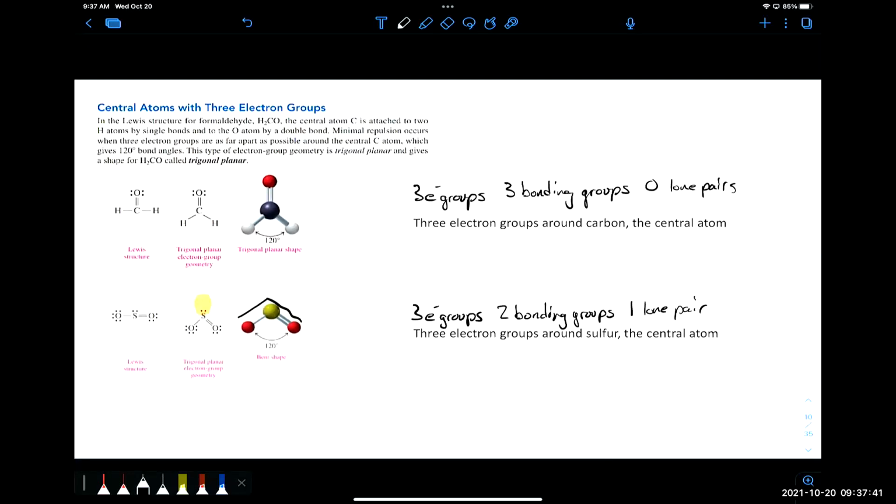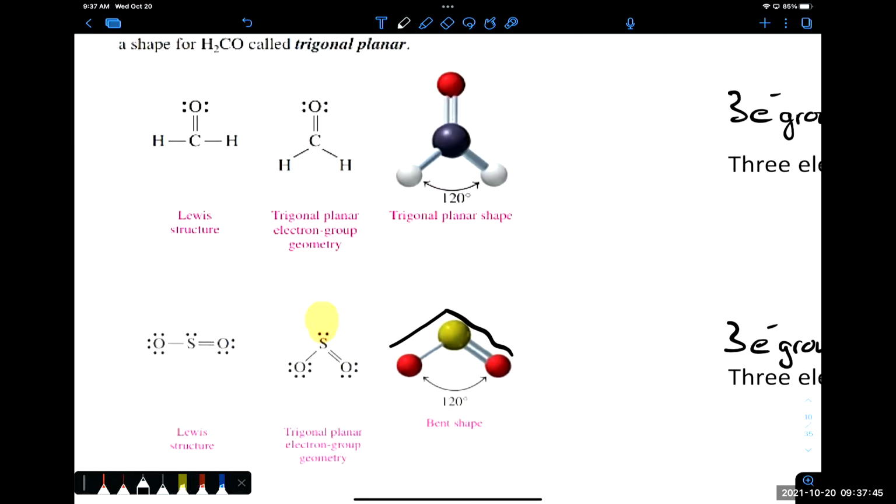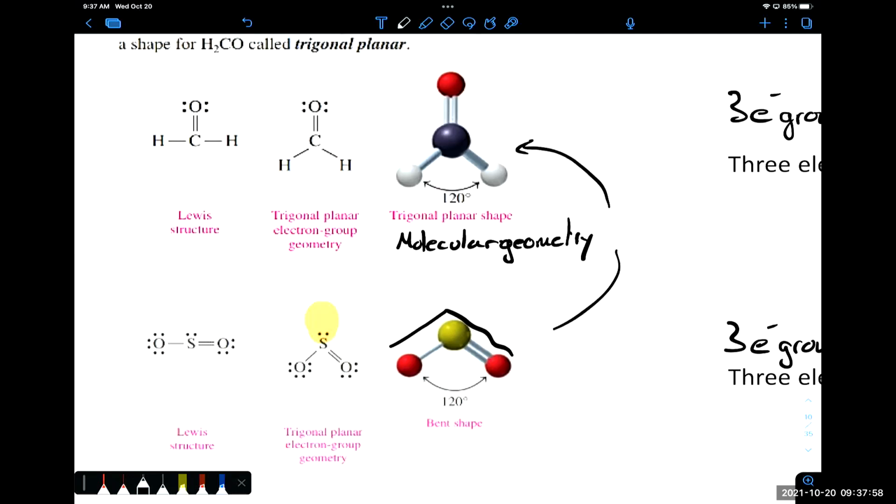Oh, and I guess I should address this too, so it doesn't cause confusion later. This is the molecular geometry.